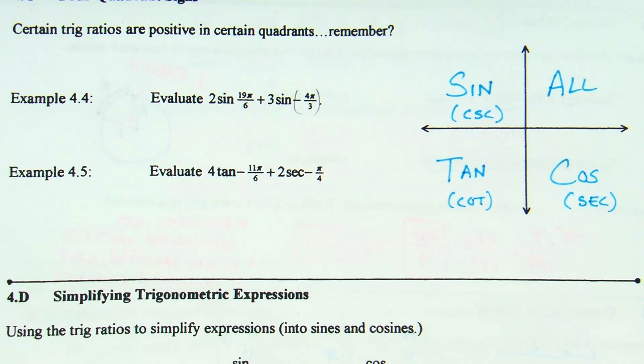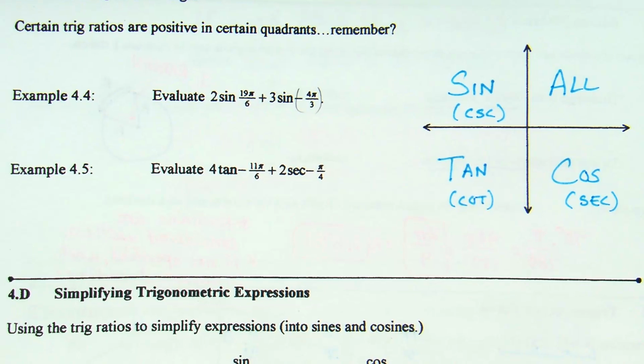We have to figure out where 19 pi over 6 falls, folks. Now, think about 19 pi over 6. What do you know about 19 pi over 6 in reference to once around this circle? Yeah, 12 pi over 6 is once around the circle.